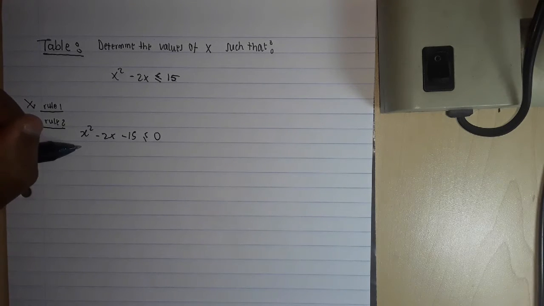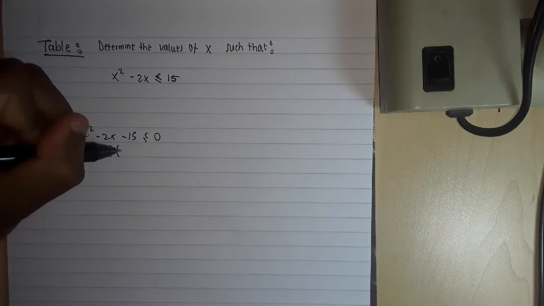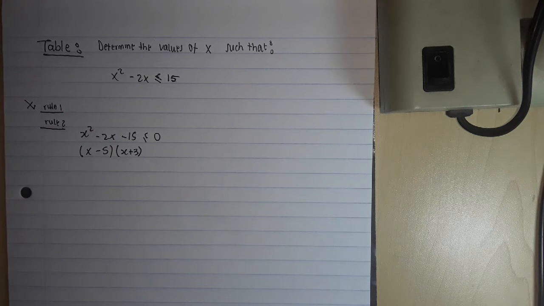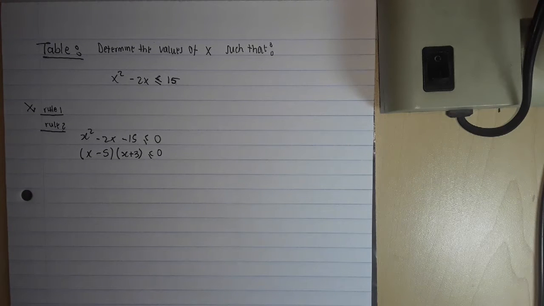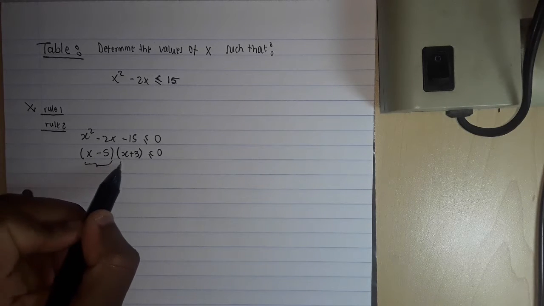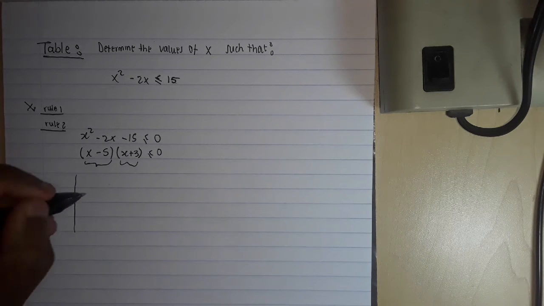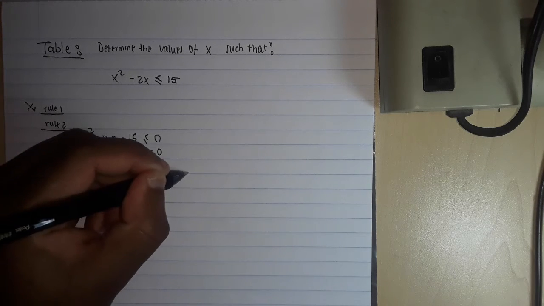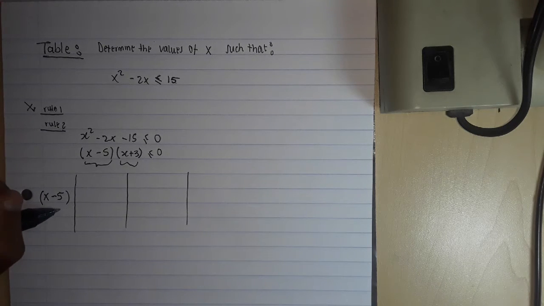And then we apply the second rule, factorizing. We have (x minus 5)(x plus 3) less than or equal to 0, right? So we factorized. How we use the table method is that we have these expressions, these brackets. So basically, you draw a table. You first write down your expressions, your brackets. We have the first x minus 5 bracket. We have the second bracket, which is the x plus 3 bracket, right?